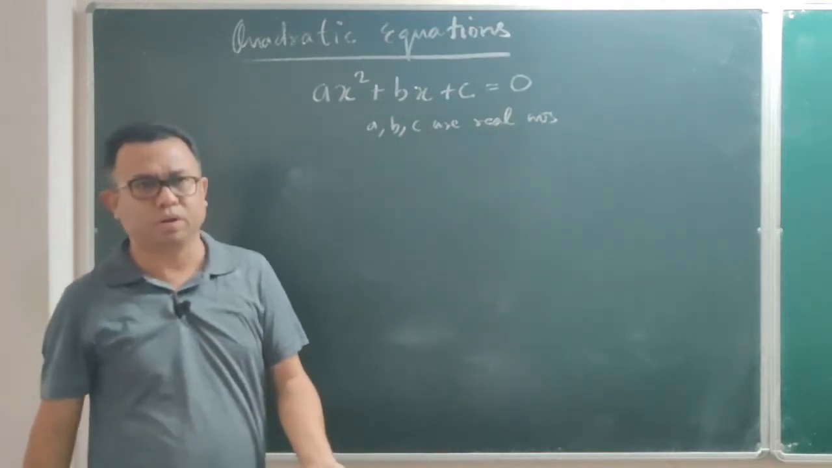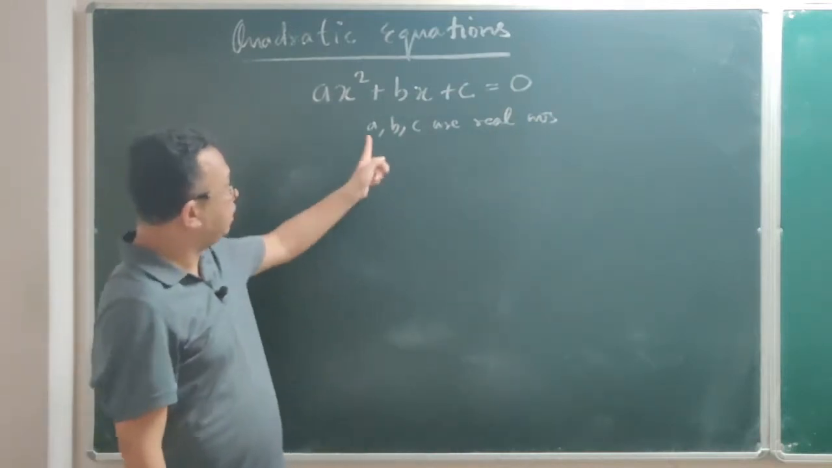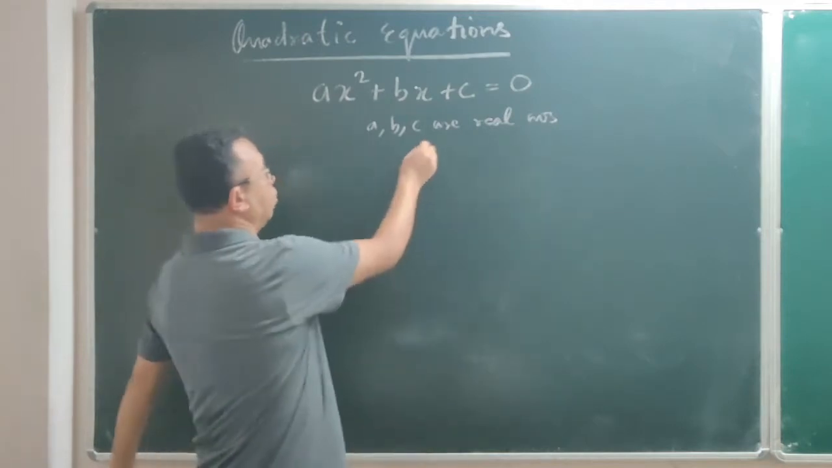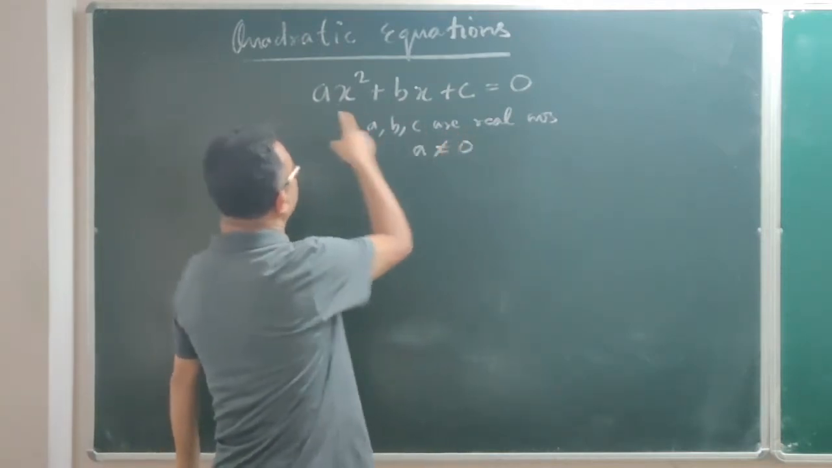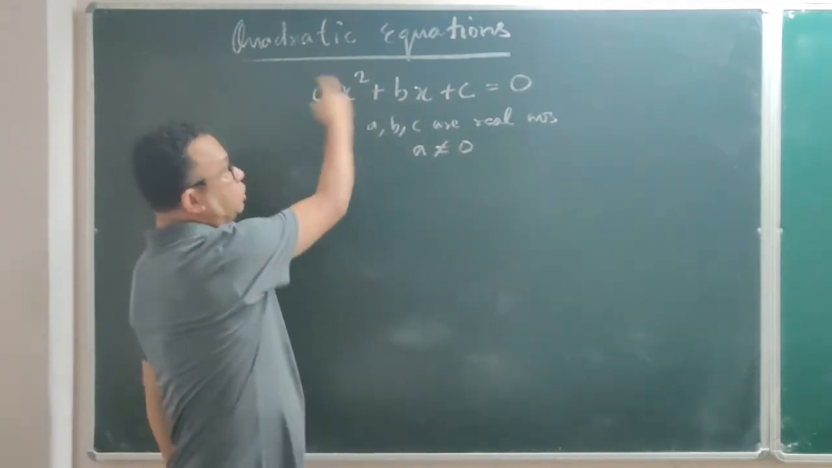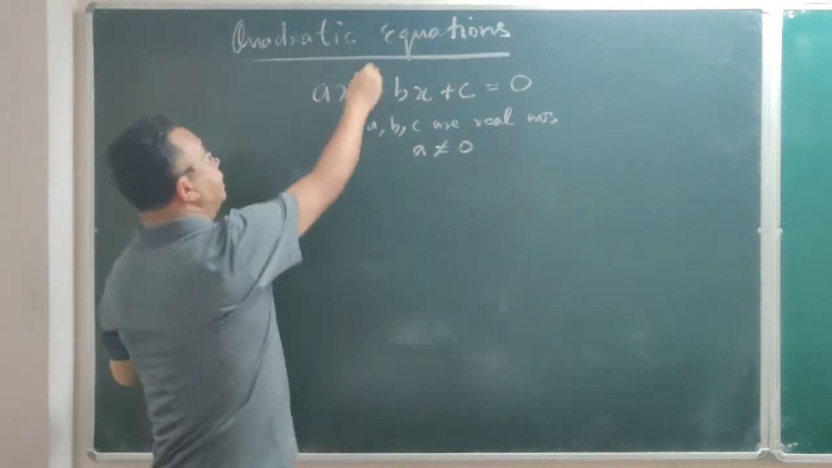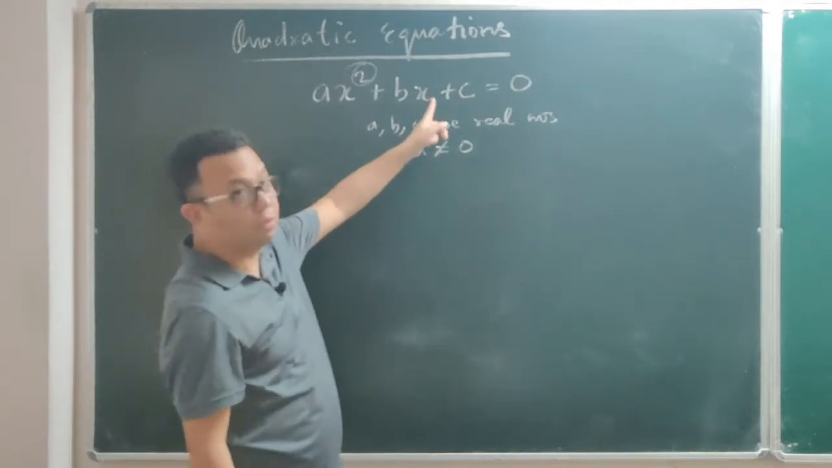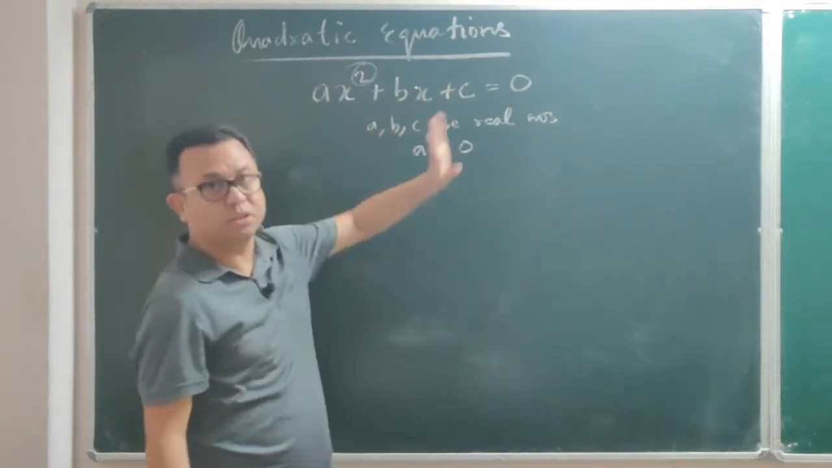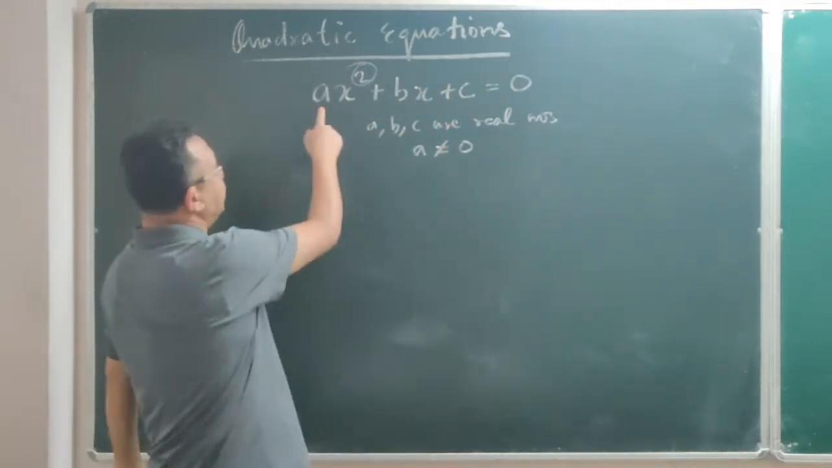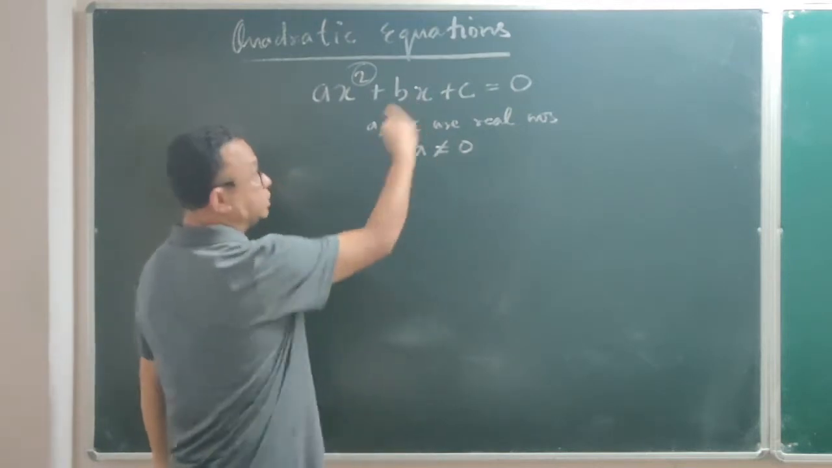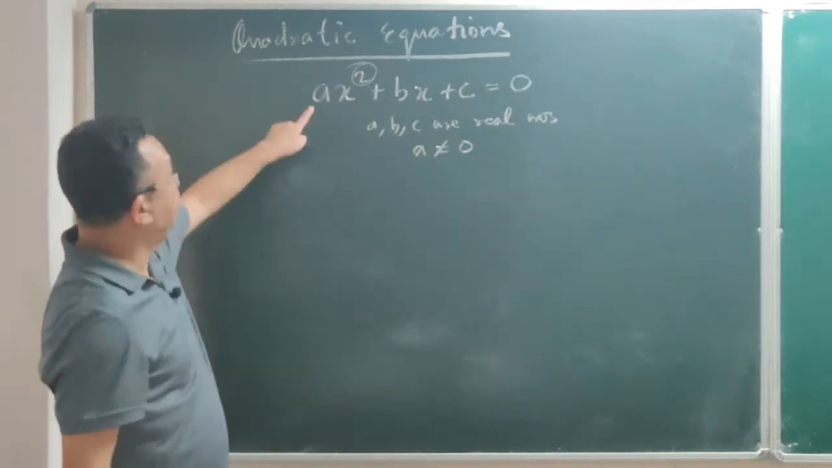So a, b, c are real numbers. Since 0 is also a real number, one condition is that a should not be 0. If a is 0, then 0 into x square will be 0, so you will get only bx plus c equal to 0. Now you are not getting any degree. Degree means power, and the highest power is only 1. So that is not a quadratic equation. That is why a cannot be 0. Yes, b can be 0, c can be 0, it really doesn't matter, but a cannot be 0.